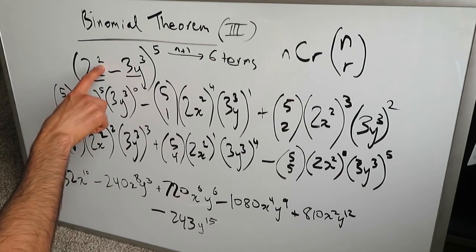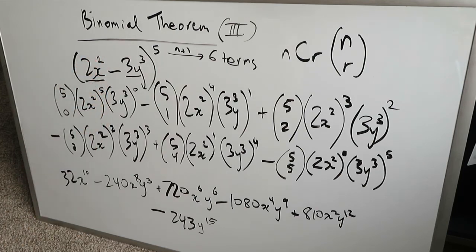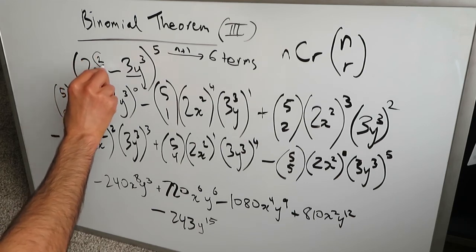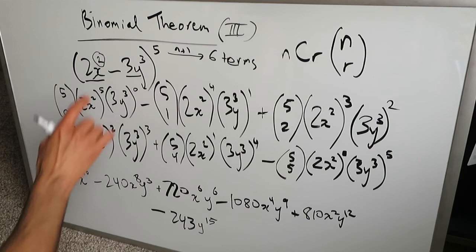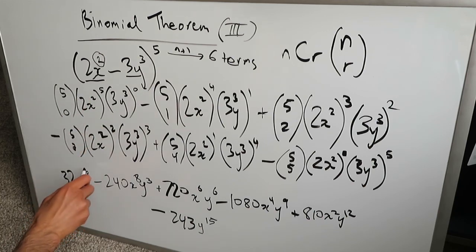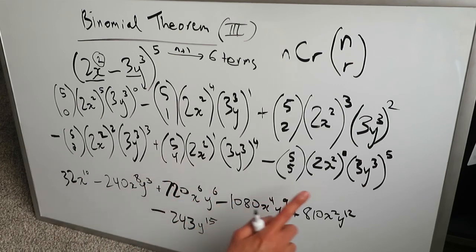x's will decrease by multiples of 2 until they go from the highest amount to 0. The highest amount is 5 times 2, which is a 10. X worked its way from 10 by factors of 2 all the way down to 0. See, 10, 8, 6, 4, 2, x to the 0, and it's zeroed out.